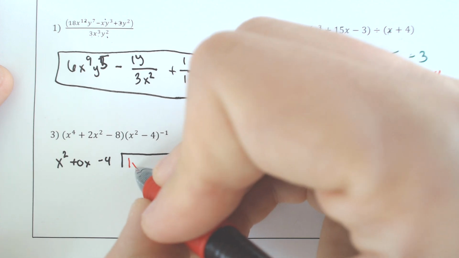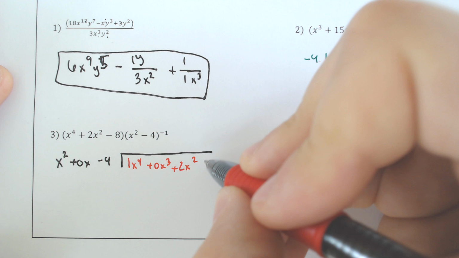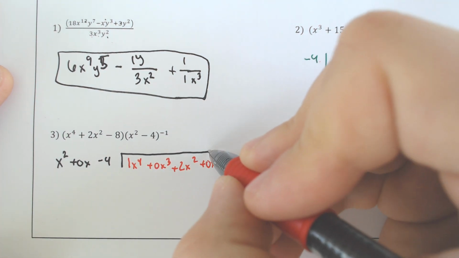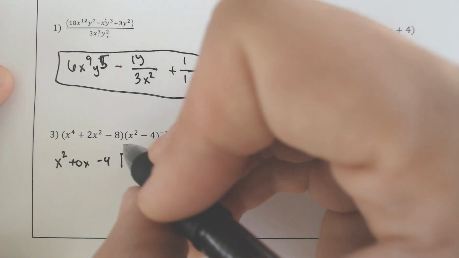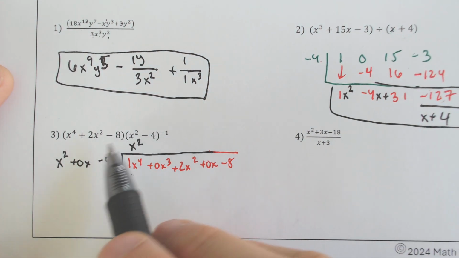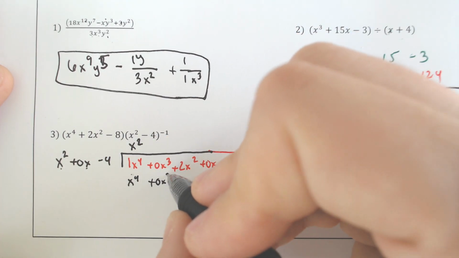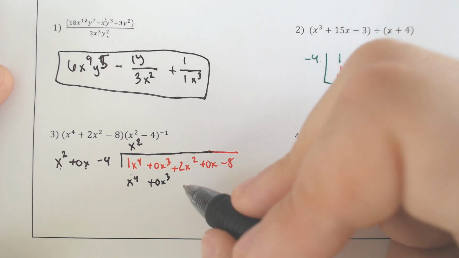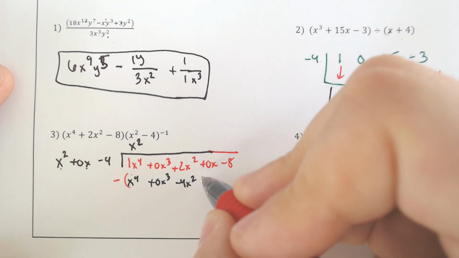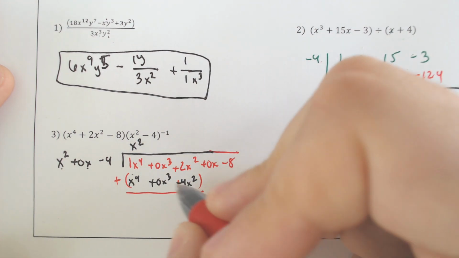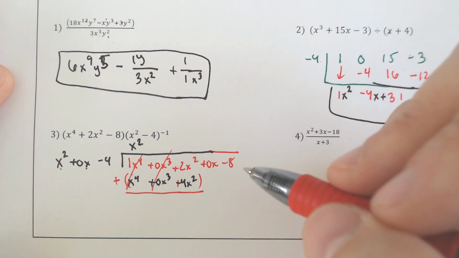We got 1x to the 4th plus 0x to the 3rd plus 2x squared plus 0x minus 8. So this is definitely a long division. X squared times what makes x to the 4th? That'd be an x squared. X squared times x squared makes x to the 4th. X squared times 0, 0x to the 3rd. X squared times negative 4, negative 4x squared. Distribute the negative, change the sign of everything, add straight down. First part would cancel. Second part 0, so I don't need to write that. If you want to, go ahead.